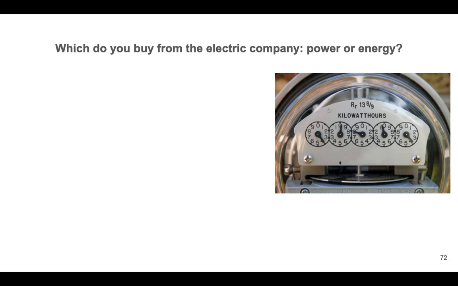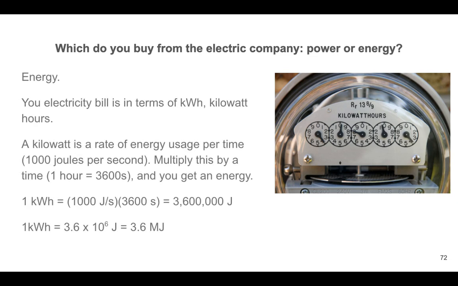So what do you buy from the electric company? Do you buy power or do you buy energy? The correct answer is you buy energy. Power is the rate at which you're using energy. It's energy per time. And the electric company doesn't charge you more for using your energy very quickly. They only charge you for the total amount of energy you use.